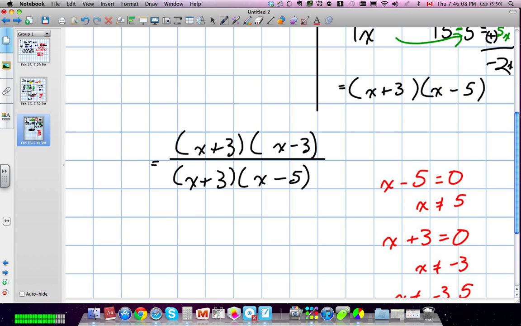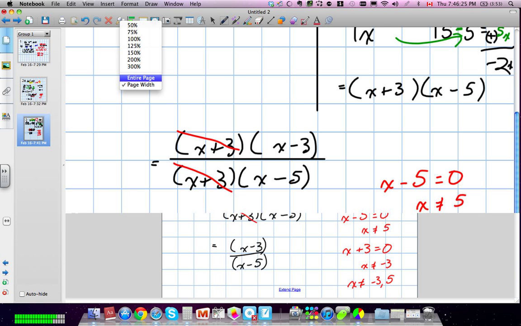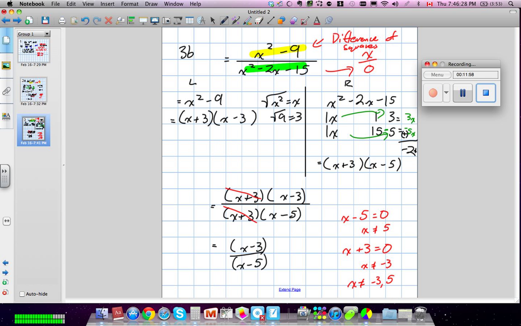Okay, so we've done that part, and now we can simplify. So what do we cross out? The first two brackets in the bottom. So what are we left with? X minus 3 over x minus 5. Good. That's it. So there's our simplified version, plus we have our restrictions.